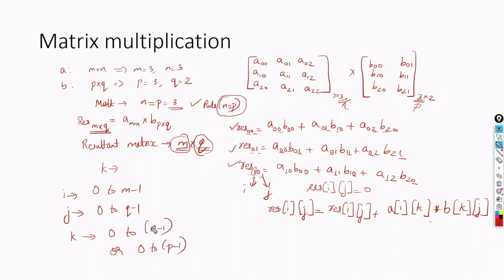Both are equal, as n and p are equal. Multiplication is possible only if n equals p. So n and p are equal if we proceed to multiplication. So k is varying from 0 to n minus 1. i corresponds to the row number of the resultant matrix, and j corresponds to the column number of the resultant matrix. So all the basic theory that you need to understand is given here. Based on this, we can proceed to the program.